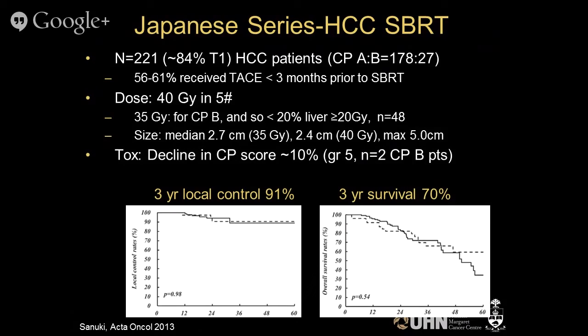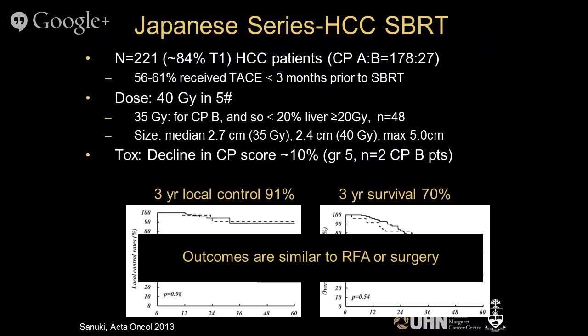A more recent series from Japan for hepatocellular carcinoma, over 200 patients, mostly small tumors, 84% T1, mostly Child A. Again, using relatively modest doses, 35 to 40 gray in 5 fractions, found 3-year local control and survival of 91 and 70%. Outcomes similar to RFA and surgery.